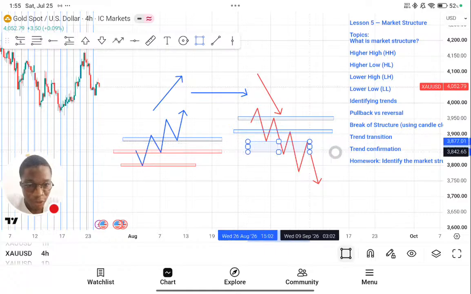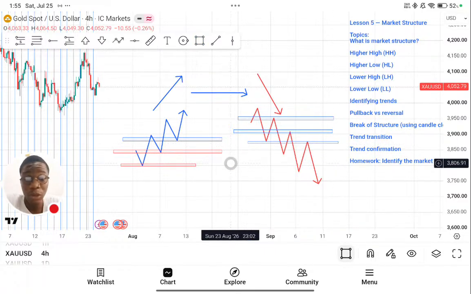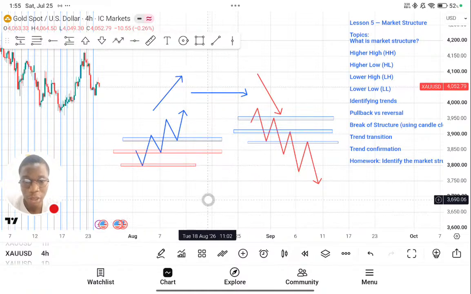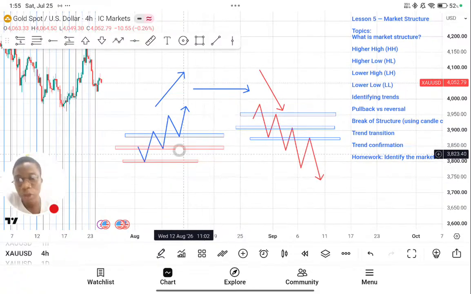So take note of that, and anything you want to do to understand market structure, once you understand it, a whole lot of things are going to be easy for you to be able to read the market. But once you confuse this, you're going to be hurt.